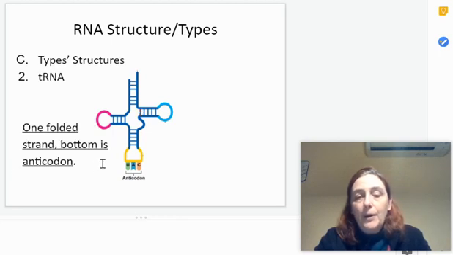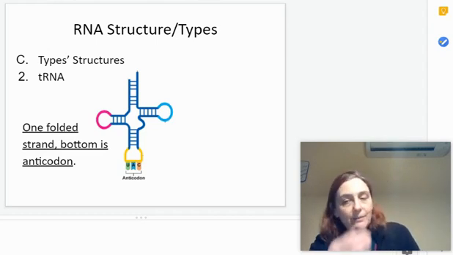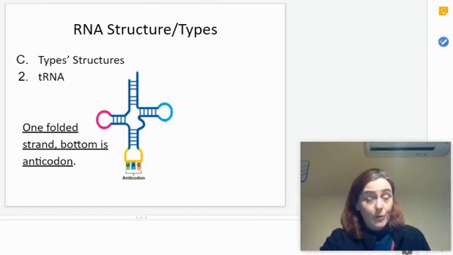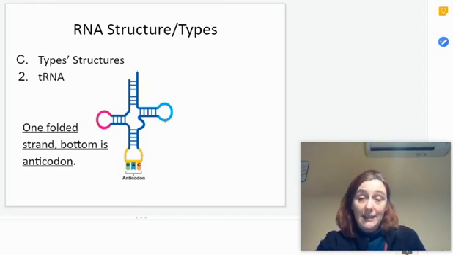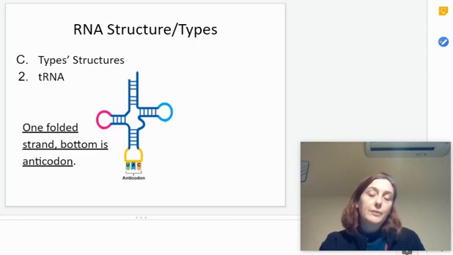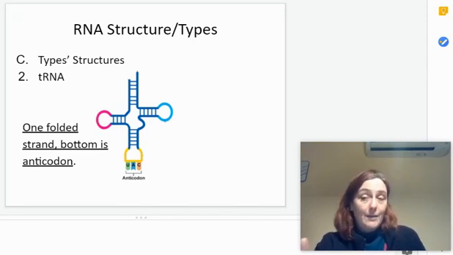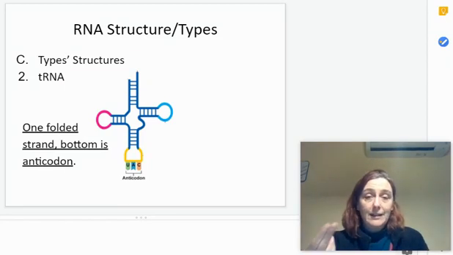At the bottom are 3 bases that hang off, and they are called the anticodon. And that does have something to do with the codon on the mRNA, and we'll talk about that when we talk about how DNA, mRNA, and tRNA interact with each other, which we'll do next time. So those are the 2 kinds of RNA that you need to know, mRNA and tRNA.